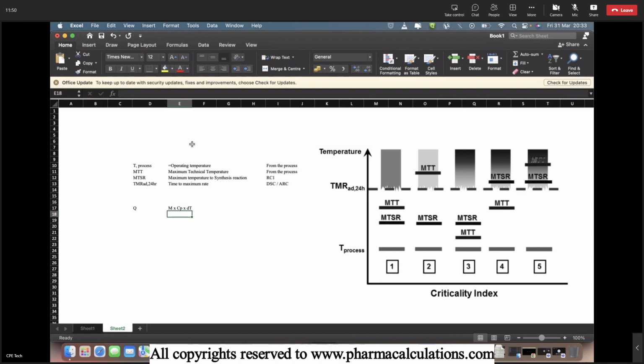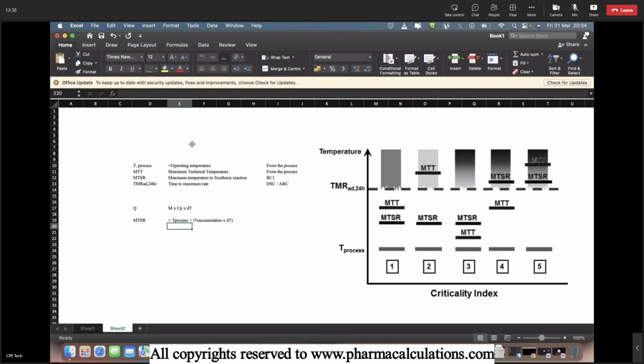Here, m is nothing but the quantity of mass available in the reactor or calorimeter, Cp is the specific heat of the reaction mass, and finally dT is calculated. So dT represents the adiabatic temperature change, and we are going to calculate the MTSR using the formula. MTSR equals T process plus percentage accumulation, meaning the amount of energy which is available with the reaction mass even after complete dosing of the reactant, multiplied with the adiabatic temperature rise.